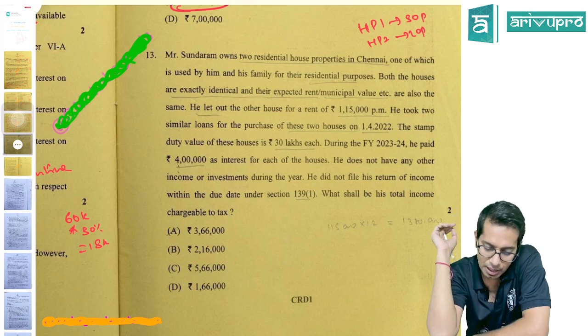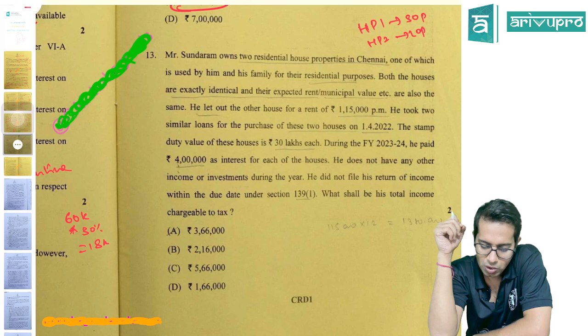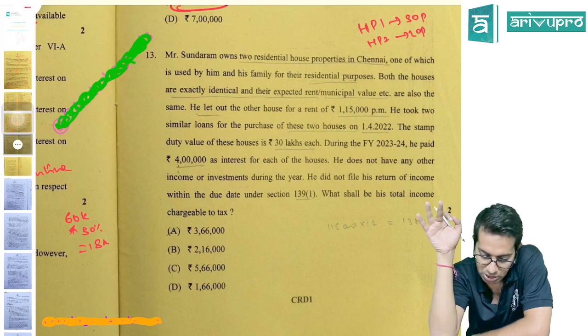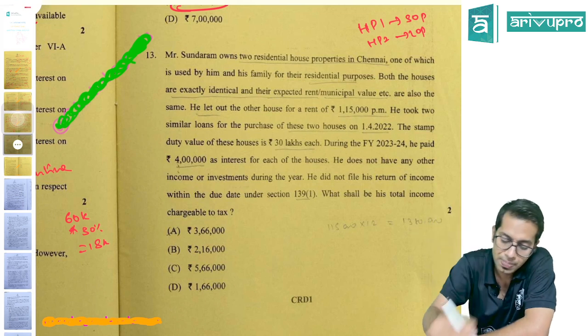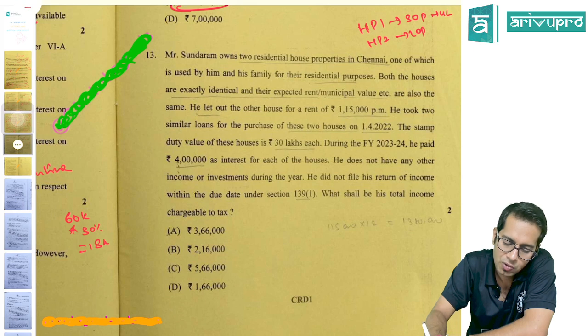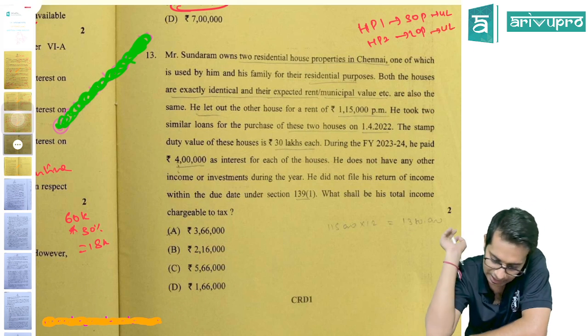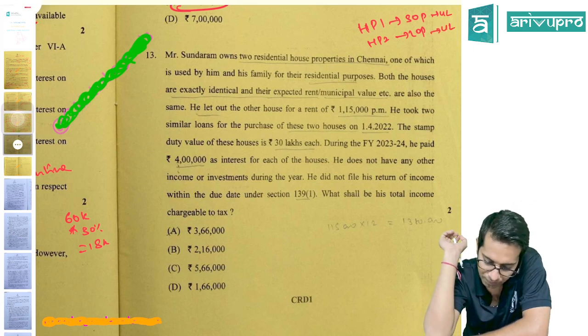He took a loan on these houses on 1st of April 22. The stamp duty value is 30 lakh rupees for each house. During financial year 23-24, he paid 4 lakh rupees as interest for each house: 4 lakh rupees for house 1 and 4 lakh rupees for house 2. He does not have any other income. He did not file his income tax return within the time limit. What shall be his total income chargeable to tax?